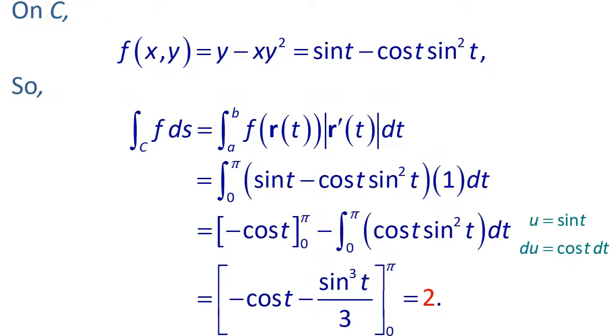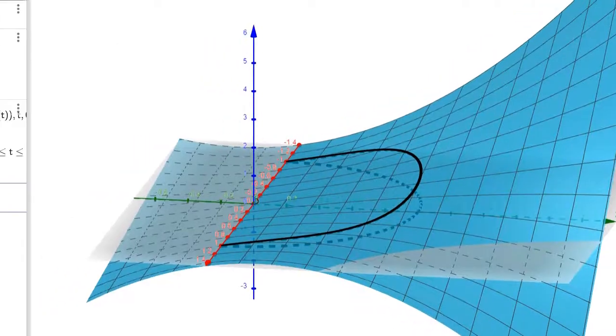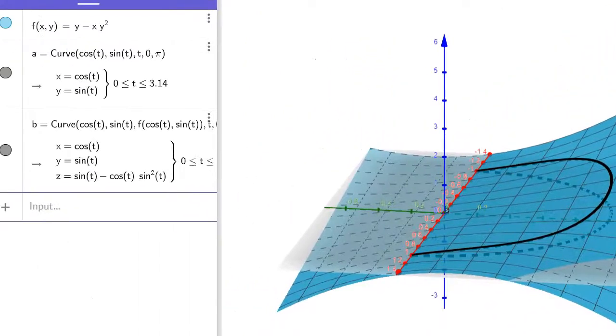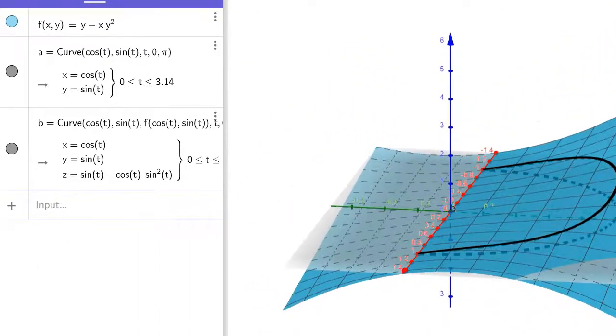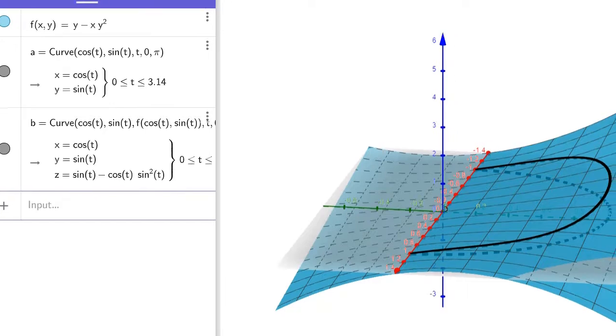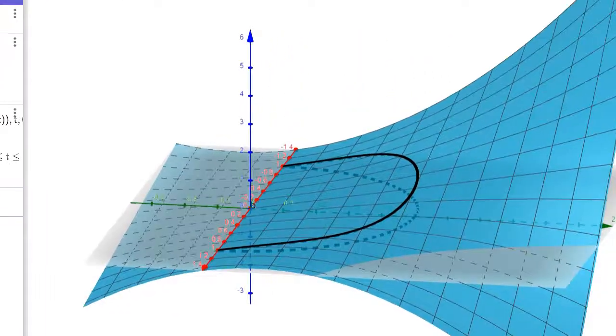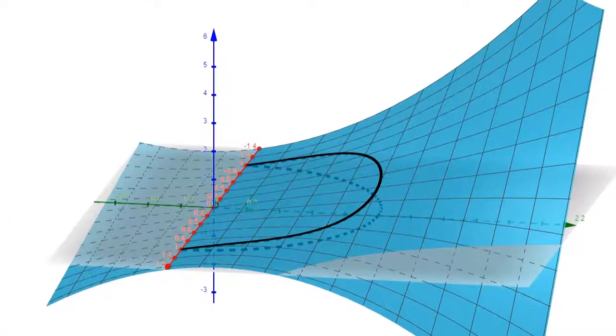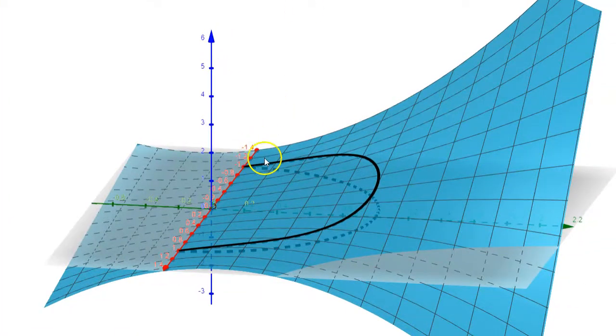So visually, what have we just found? Let me show you. I've got our function y minus xy squared plotted in there, and then I've got the curves. Number one, the top one, A, is the upper half of the unit circle in the xy plane, and then B is the way the upper half of the unit circle would hit this surface, along the surface. So what have we just found?